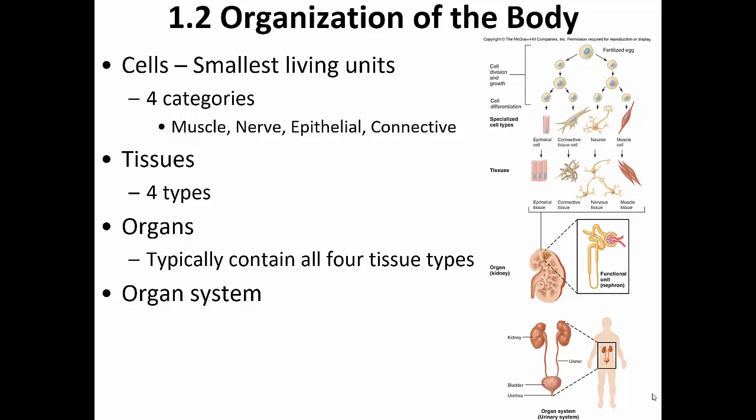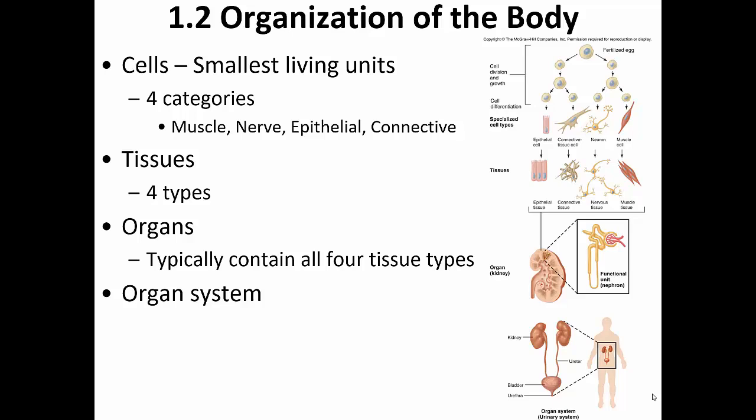But in any case, cells are the smallest living units of the body, and we have four cell types. Some of our discussions during the course of our class will focus on cell physiology. We move on to tissues. A tissue is defined as a group of cells that work together to perform a common function. In the human body or any vertebrate body, we have a maximum of four tissue types: muscle, nerve, epithelial, and connective tissue.